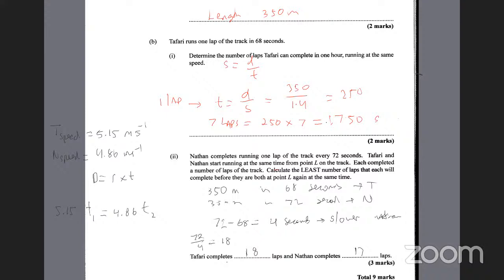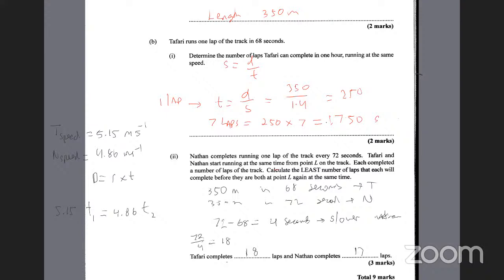But basically, Nathan's slower by 4 seconds, right? So every time Tafari completes a lap, Nathan is 4 seconds behind, basically, right? So by the time Tafari completes 18 laps, Nathan has now completed his 17th lap, right? So it appears that Tafari will complete 18 and Nathan will complete 17, right? I will check it backwards and work it out just to make sure.